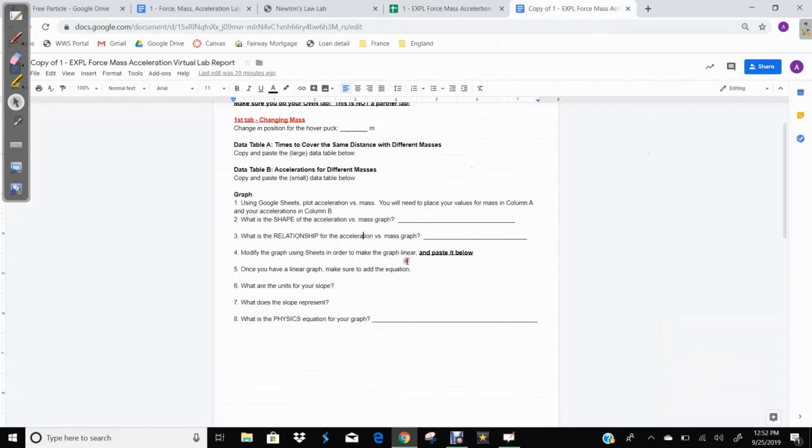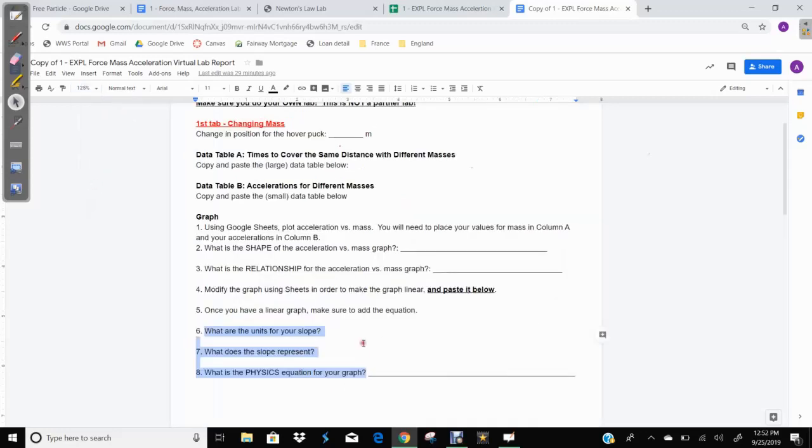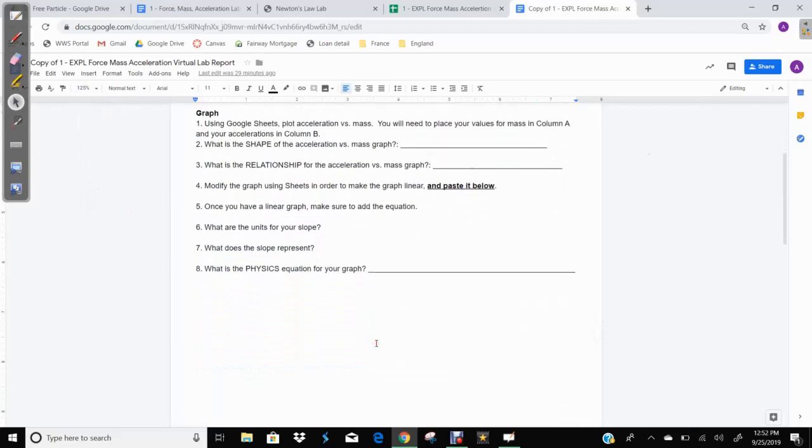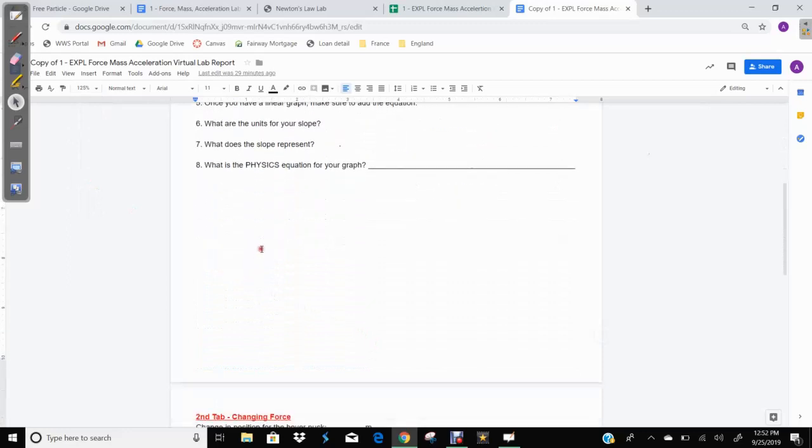To our lab report, and you're going to paste that graph in right here under number 4. Once you have a linear graph, add the equation, which we just did. Now the bulk of this, what's important here, is the units for slope, what the slope represents, and what the physics equation is. So I'm going to zoom in a little bit on this too. I'm going to do all of this right underneath it. So we're going to be looking at these right here.